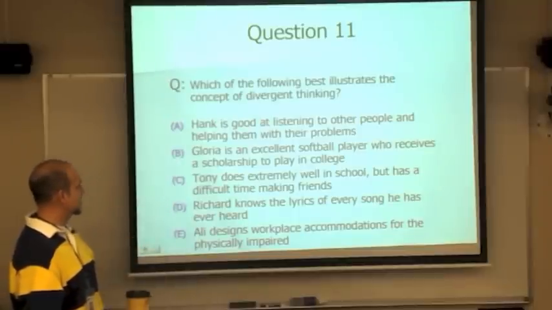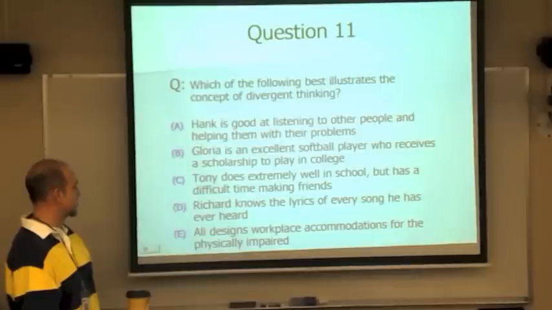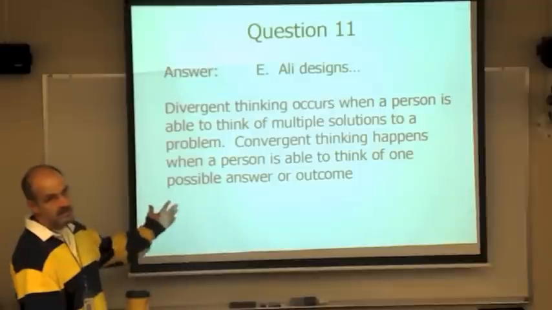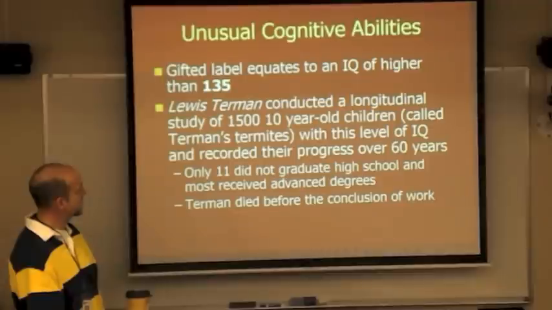Tony does extremely well in school, but can't make friends. Richard knows the lyrics of every song he's ever heard. Ellie designs workplace accommodations for the physically impaired. So divergent is coming up with new ideas. So most of you, again, obviously Ellie coming up with different ways for people to live in a certain area, that would be an example of divergent thinking.